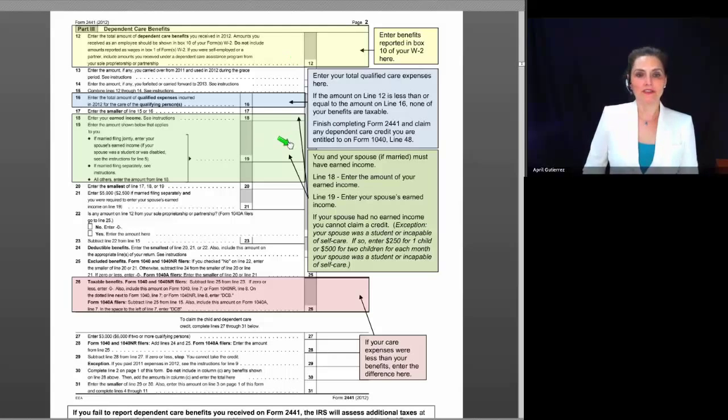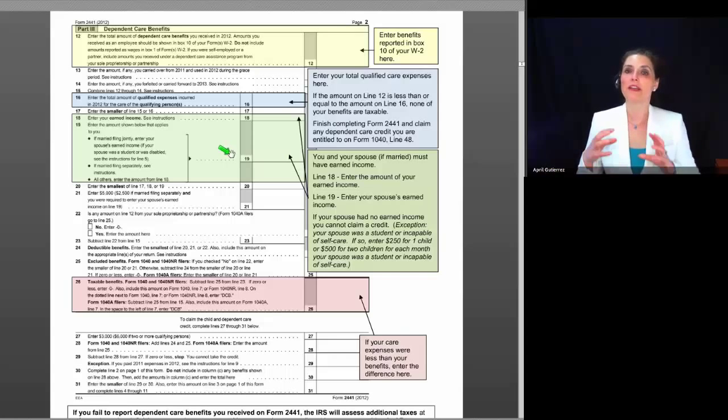And then moving on to the green section, you and your spouse, if married, must have earned income. And on line 18, you enter the amount of your earned income. And on line 19, you enter the amount of your spouse's earned income. And this is where you might have to make a manual entry in the software. If your spouse was incapable of self-care or your spouse was a student for the year and had no earned income because they were a student, line 19 is where you would manually enter the amount of earned income they are deemed to have under that $250 or $500 per month rule.